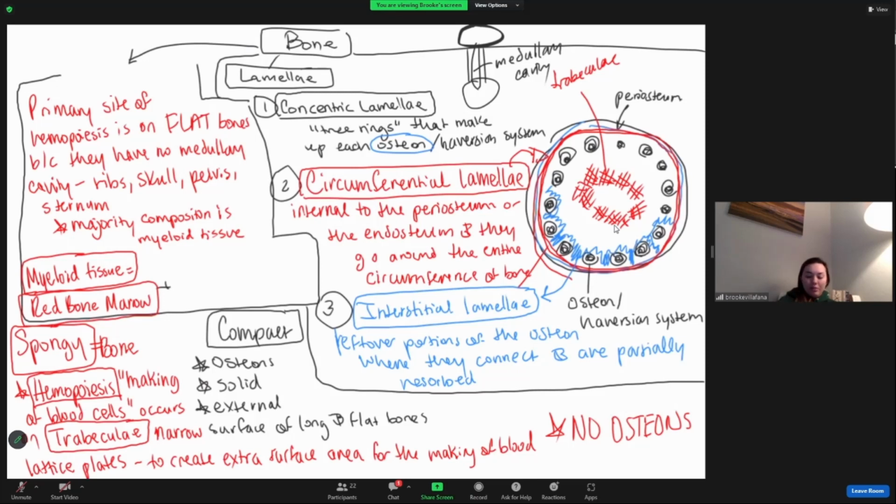Good. And just to be clear, all of this, these lamellae would be for compact bone, right? Those lamellae are not for spongy bone. Spongy bone is just the trabeculae for hemopoiesis.